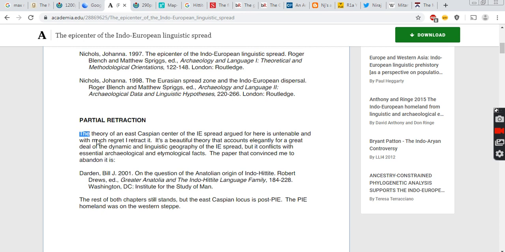And she then did a partial retraction, and she basically said that, okay, it's a beautiful theory that accounts elegantly for a great deal of the dynamic and linguistic geography of the IE spread, but it conflicts with essential archaeological and etymological facts, which is not true because they don't have any such facts which can counter this. This part is just made up, and it's like a circular argument. You say that there is no archaeological proof, so we don't accept a linguistic theory. And when you go to the actual archaeology part of it, it's on very weak grounds, and then they will quote linguistics to prove their archaeological point. So while doing archaeology, they will quote linguistics, and when this lady is doing linguistics, they are quoting archaeology to force a partial retraction.